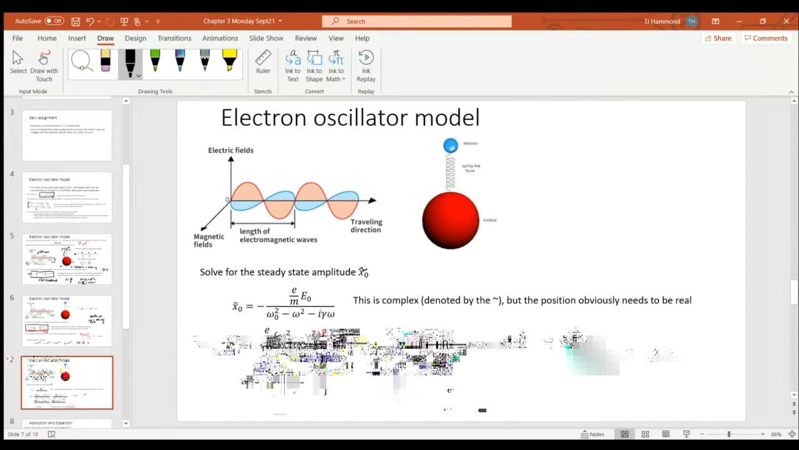Here I follow the notation from Griffiths. We have this complex value. So as I said, x naught can be complex, and since it's going to be complex, I'll give it a little tilde, just to remind ourselves that this thing is complex. And so what we get is x naught is negative e over m times E naught. So that's dependent on the electric field.